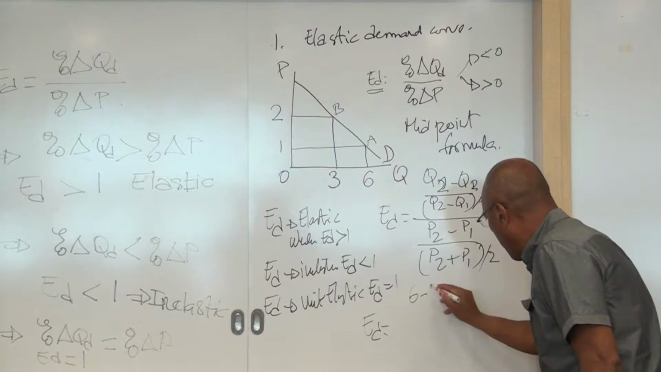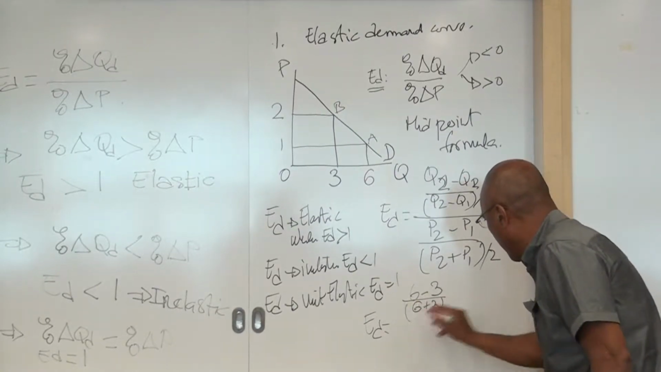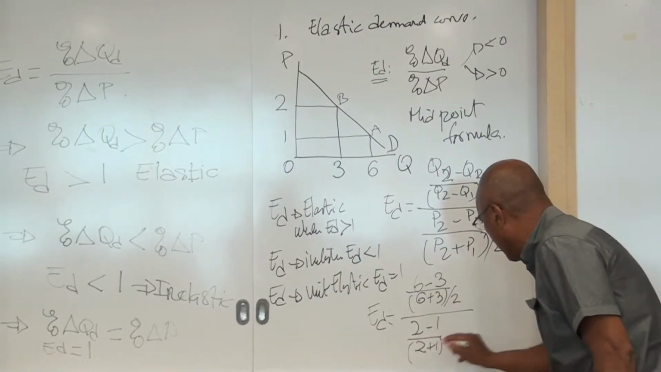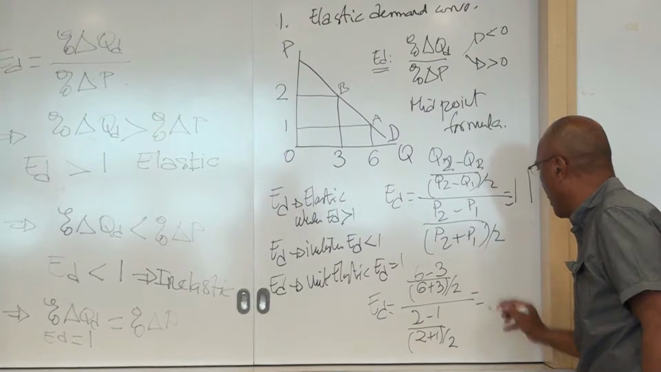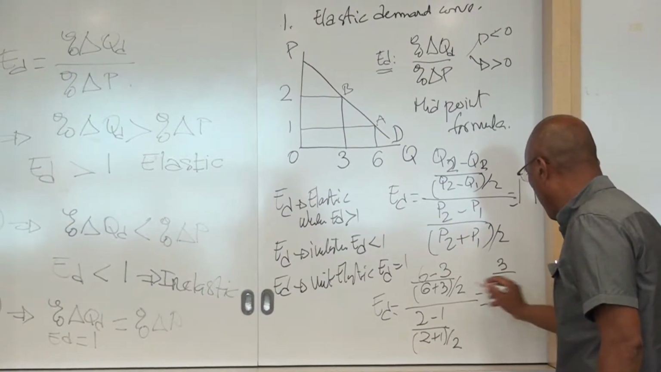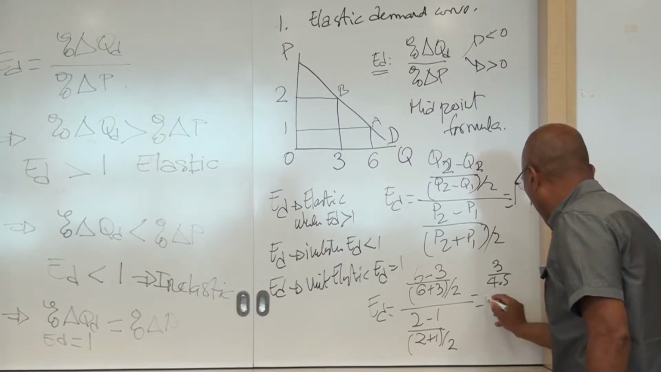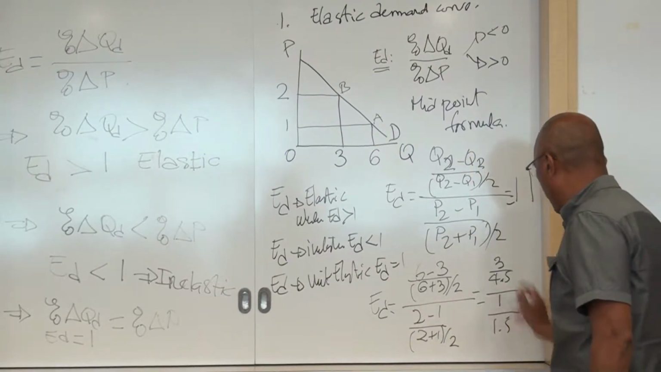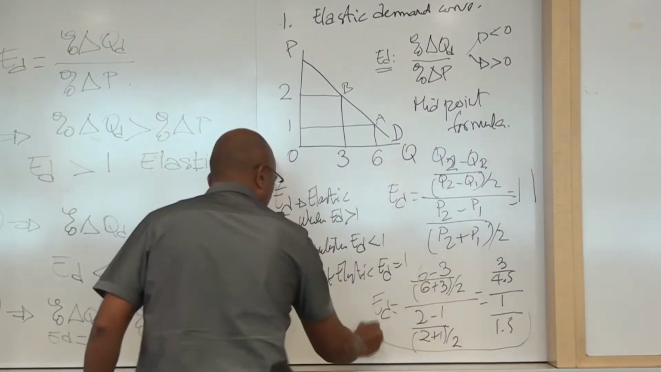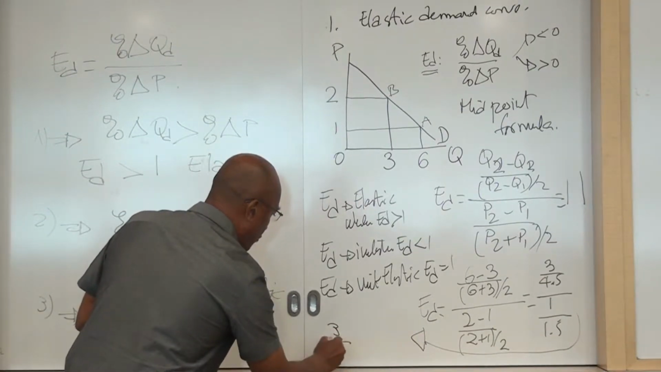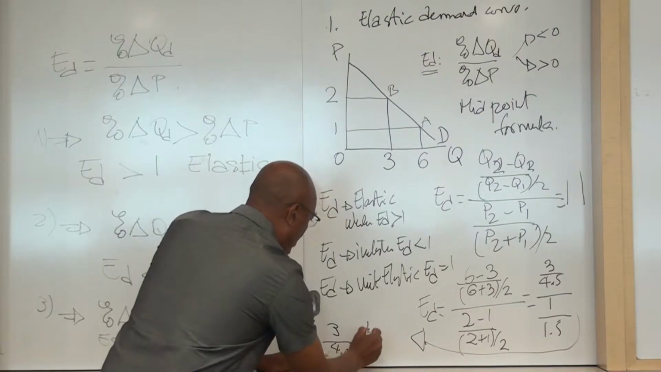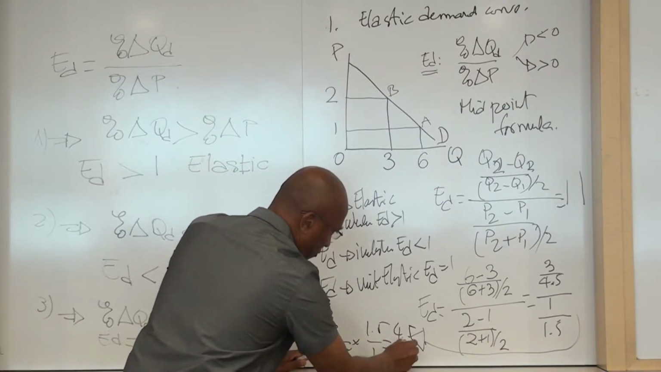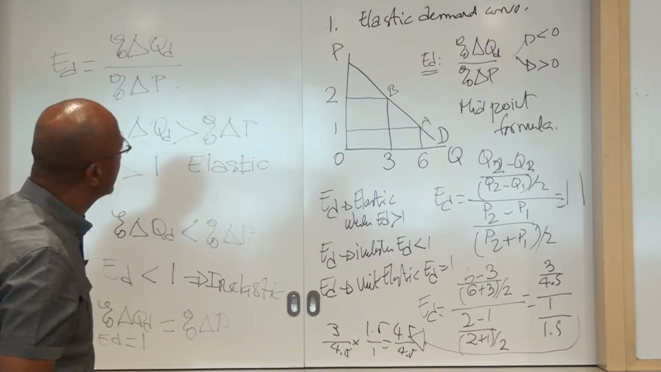So that means 6 minus 3 divided by 6 plus 3 divided by 2, divided by 2 minus 1 divided by 2 plus 1 divided by 2. All right, so what do we have here? On the numerator, we have 3 over 9 divided by 2, that's 4.5. And on the bottom, we have 1 over 3 divided by 2, 1.5. Then we have 3 over 4.5 times 1.5 over 1, that is 4.5 divided by 4.5. In fact, we have a unit elastic, so that means 1.